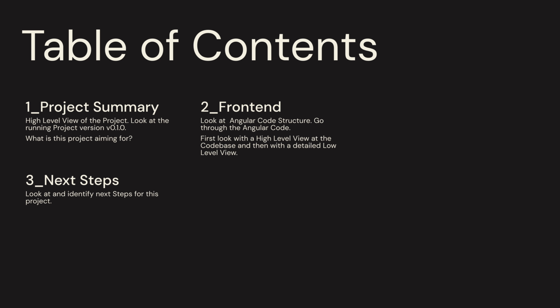Let's come to the table of contents here. So first we have a look now at the project outcome, so a high-level view of the project. Then we look at the running project and talk about what this project is aiming for. So just to show how to implement stuff, and the requests against the backend are mocked, so they are fake. So you can implement them, for example, later. So this here is just an Angular project.